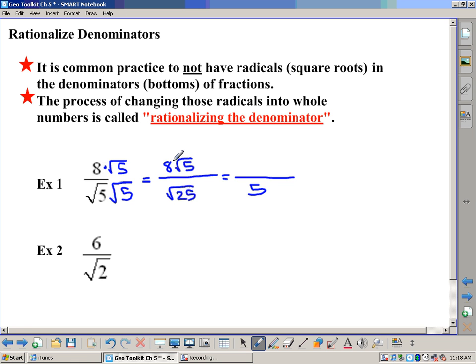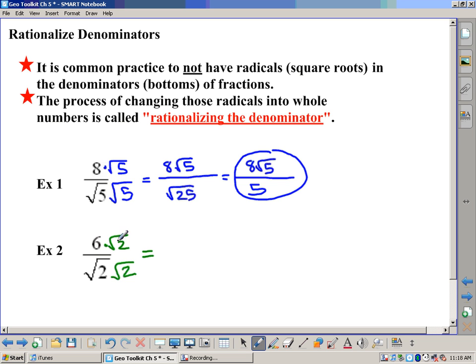Can't do anything real special with this. We just leave it alone here. So the final answer ends up being 8 square root of 5 over 5. So this is a case where the square root has been moved to the top, and you cannot reduce 8 over 5. Now, in the next problem here, we have a square root of 2 on the bottom. So to remove the radical off the bottom, we're going to go ahead and multiply by the square root of 2. Do the same thing up here.